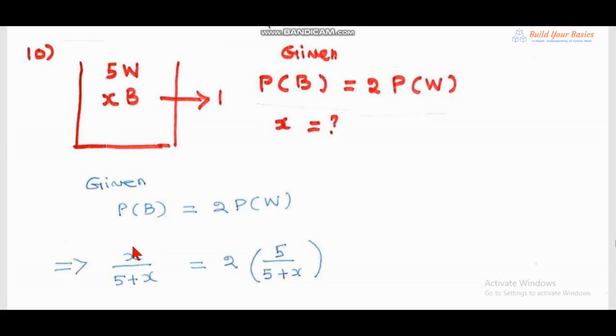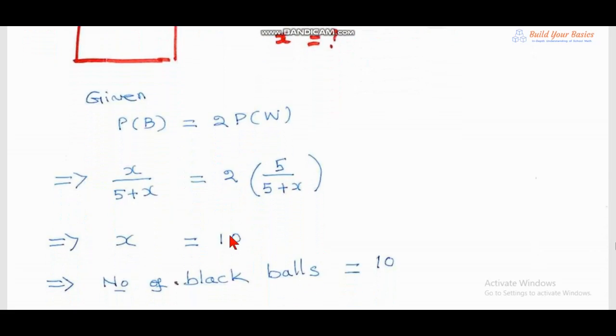So X by 5 plus X, that is the probability of drawing a black ball from the bag, because there are X black balls and total number of balls is 5 plus X, and that's equal to 2 times the probability of drawing a white ball. There are 5 white balls, so 5 by total number of balls in the bag, 5 plus X. We can cancel 5 plus X both sides, so X equal to 2 into 5, 10. That is, number of black balls in the bag is 10. That's all.